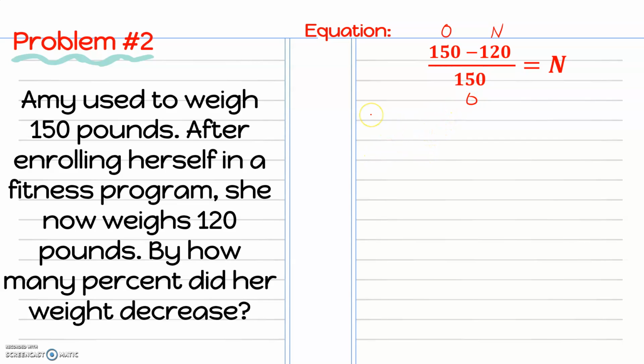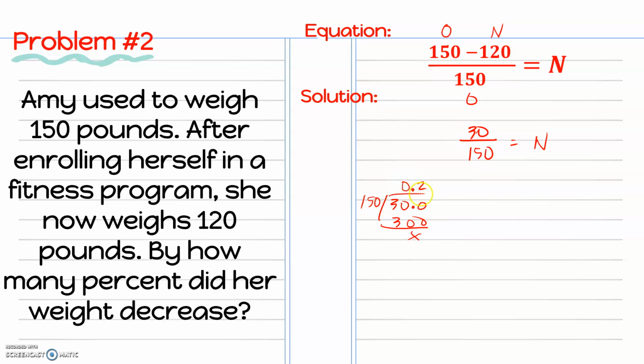So let's solve. We'll have 150 minus 120, that will give us 30, and we'll divide it by 150 to get the percent of decrease. So let's divide. We have 30 divided by 150. We cannot divide 30 by 150, so we'll add a decimal point and 0. 300 divided by 150 will give us 2, and 2 times 150 is 300. Let us not forget to copy this decimal point in our quotient.